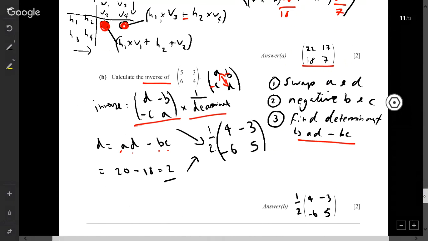AD is 5 times 4, which is 20. BC is 6 times 3, which is 18. Therefore, the determinant is 2. And because we're finding the inverse, it's 1 over the determinant, so 1 over 2. And then it's our new matrix: D, which is 4, minus B, minus 6, minus C, minus 3, and A, 5. There we are.